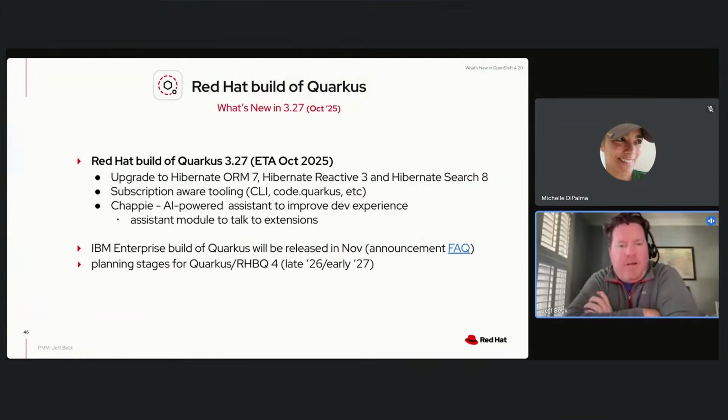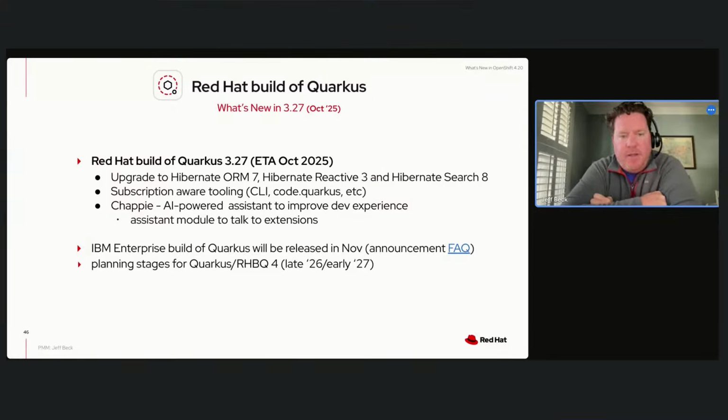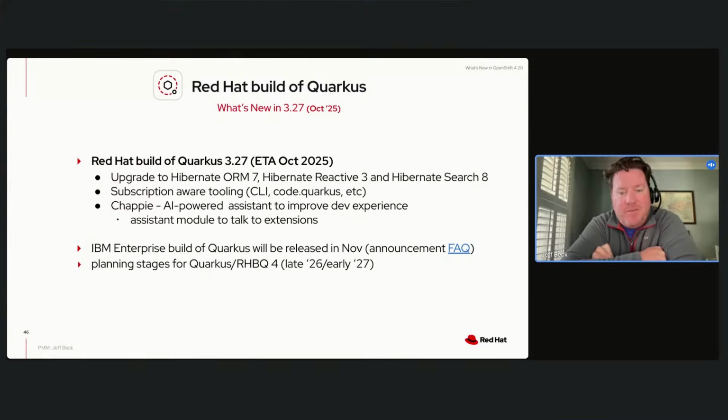I want to give everyone an update on runtimes, and more specifically, we're going to talk about Quarkus. So the Red Hat build of Quarkus 3.27 is expected to release next month. This release has a number of new features, including updating to some of the Hibernate libraries, including ORM 7, Reactive 3, and Search 8. We also have subscription-aware tooling. So now you're able to identify supported versus non-supported subscriptions.